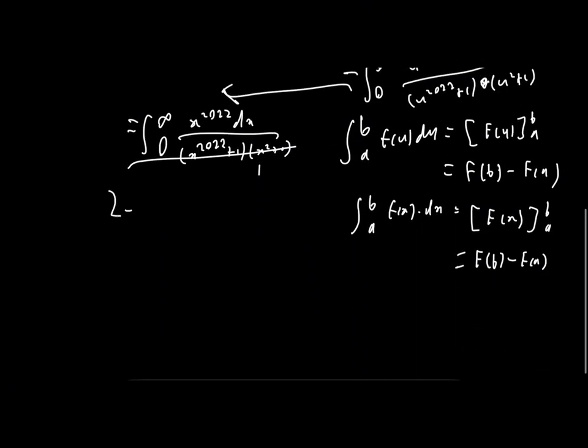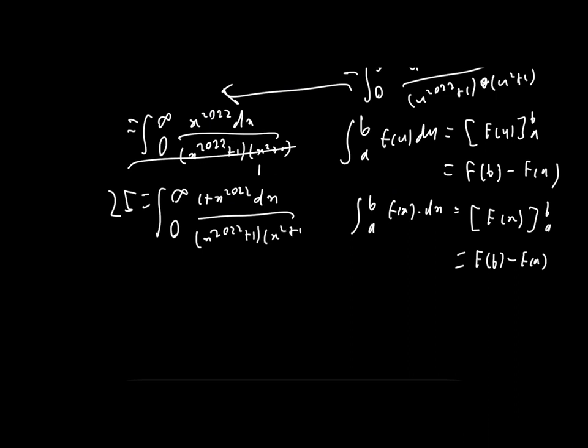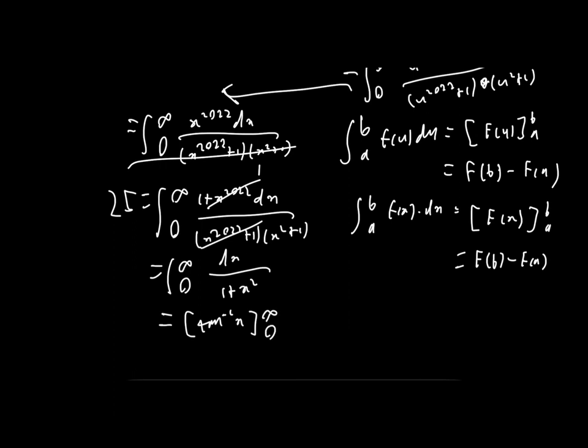So if we add them together, we get 2I equal to the integral from infinity to 0 of 1 plus x to 2022 dx on x to 2022 plus 1 times x squared plus 1. Cancel out, and then becomes this, which equals arctan of x from infinity to 0, which just equals this, and then minus 0.